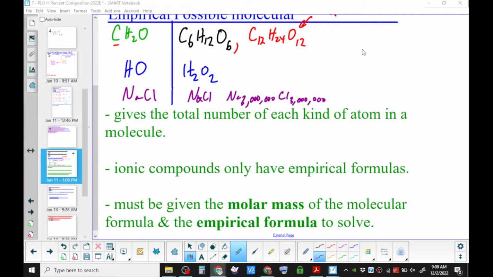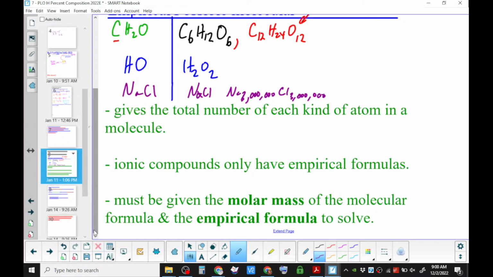Gives the total number of each kind of atom in a molecule. Ionic compounds only have empirical formulas. You have to be given the molar mass and the empirical formula to solve. We can calculate this. So with last day's work, we know how to calculate the empirical formula, but you have to be given its molar mass. Now, in practice, we can do that because we will figure out from the percent compositions the empirical formula, and then we get the molar mass from a special machine.